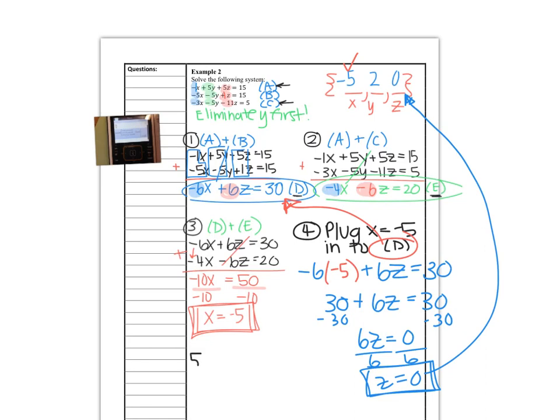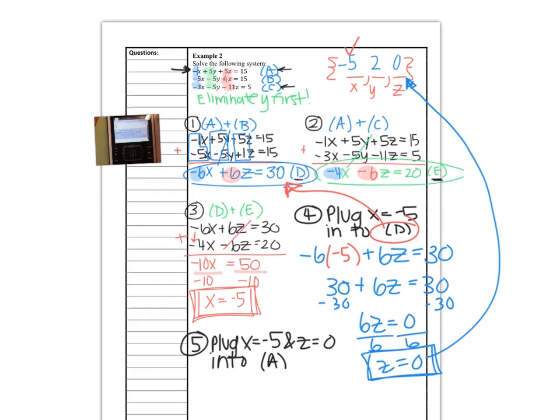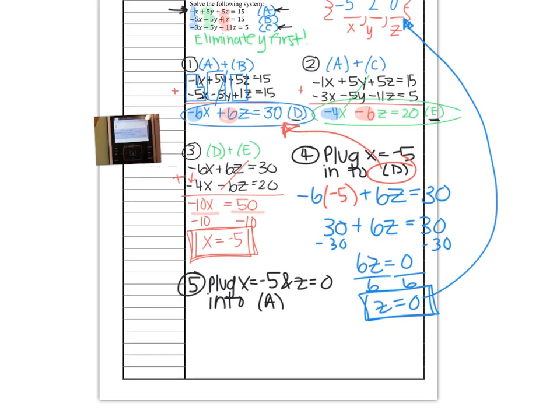Okay, so step number 5 is to plug x equals negative 5 and z equals 0 into either equation A, B, or C. So it's your choice. It looks like A has maybe less coefficients. I don't really know. It doesn't matter which one you plug it into. I'm just going to choose A. Okay, so that's this equation way back up here. So the equation has a negative x plus 5y plus 5z equals 15. So we're going to write that down but plug in what we have.